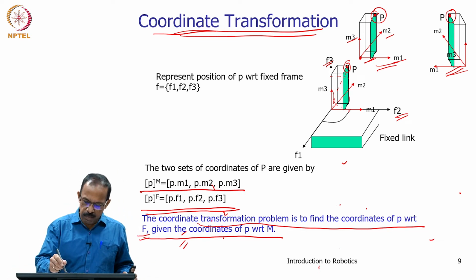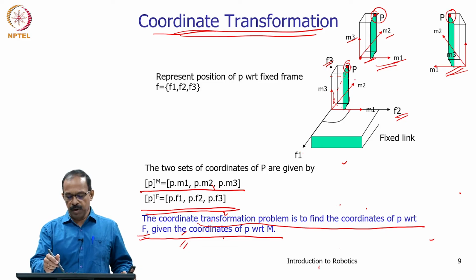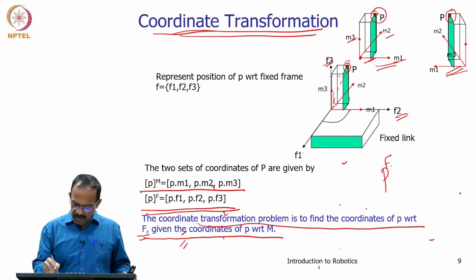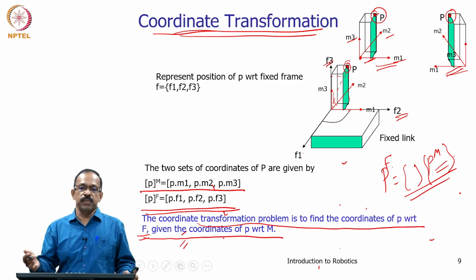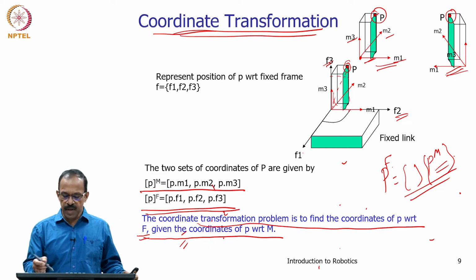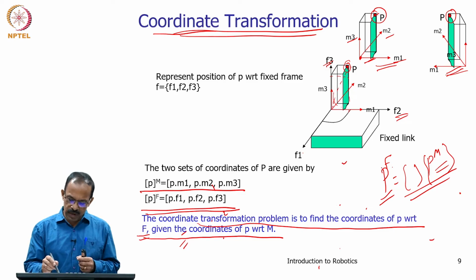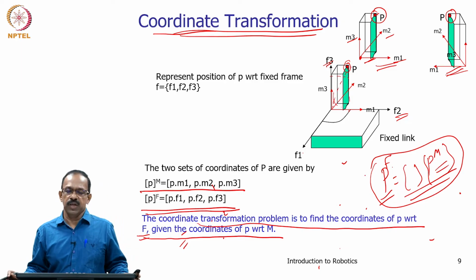So, we have this P known with respect to M and we want to know what is P with respect to F when this P is moving, when this object is moving. How do we represent P with respect to F if we know Pm? Pm remains the same with respect to the mobile frame, but with respect to the fixed frame it changes because of the motion of the object. So, how we represent Pf if we know Pm is basically known as the coordinate transformation problem.